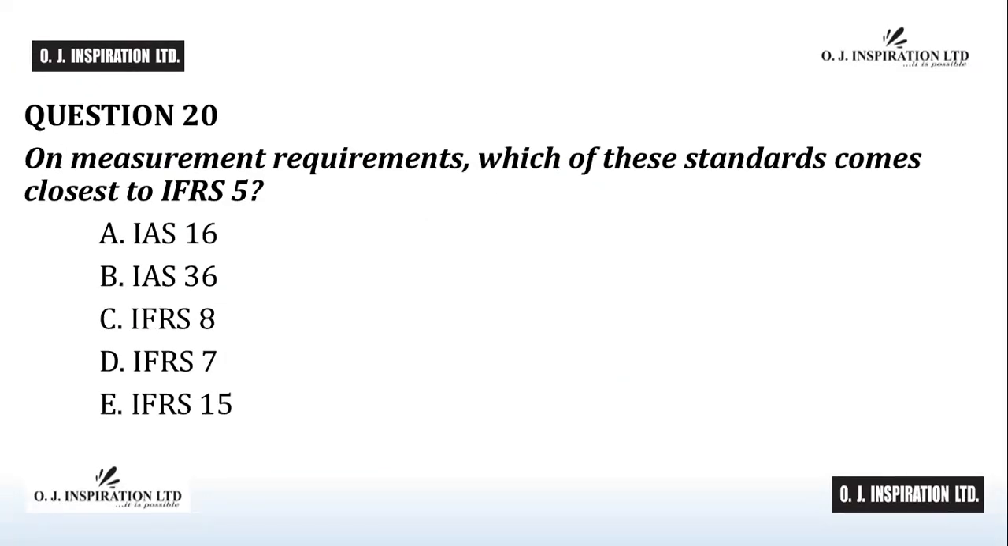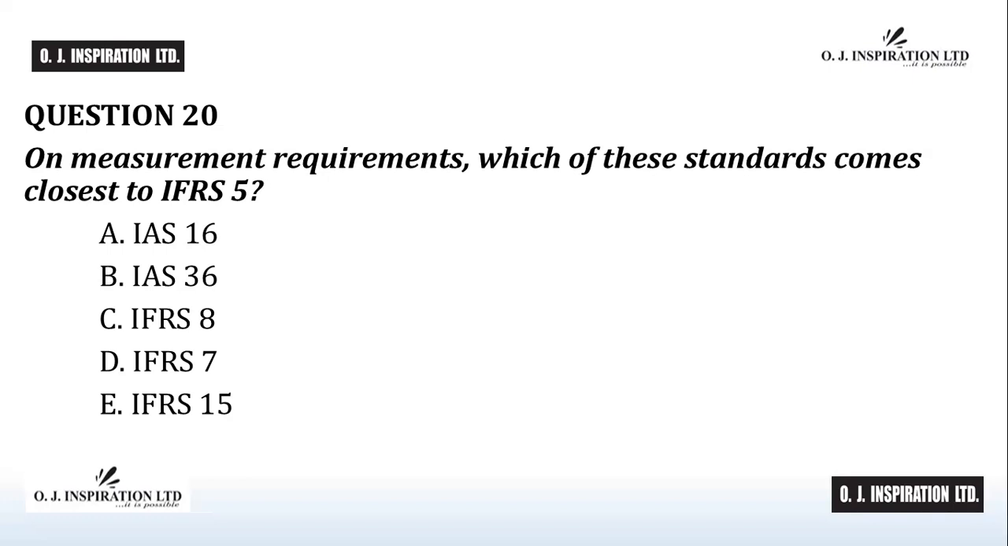Question number 20. The answer to question number 20 is B, IAS 36. IAS 36, titled Impairment of Assets, deals with the determination of impairment losses on non-current assets, and cost of disposal is associated with ascertaining a recoverable amount.